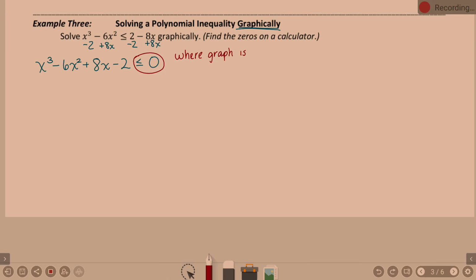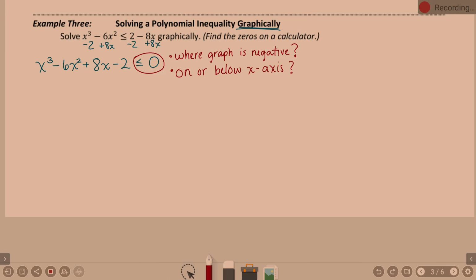Where is the graph negative is going to be one of the questions we're going to have to be considering. And when we talk about where is the graph negative, we're talking about it being below the x-axis. Now it says less than or equal to, so that means we're looking for where is it on or below the x-axis.